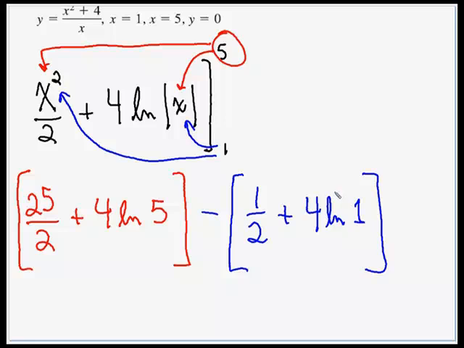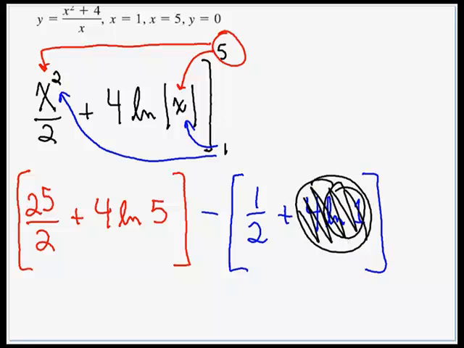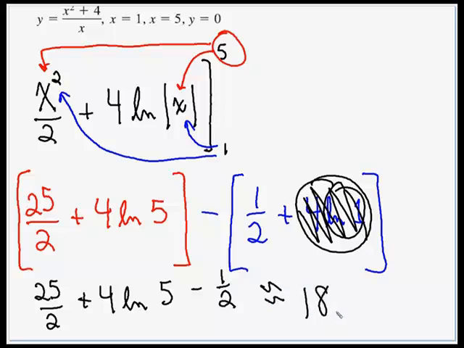And remember, the ln of 1 is 0. That 0 will be multiplied by the 4 and wipe that all out. So what we have is 25 halves plus 4 ln 5 minus a half. And if we punch that into the calculator, we would get a decimal approximately 18.4378.